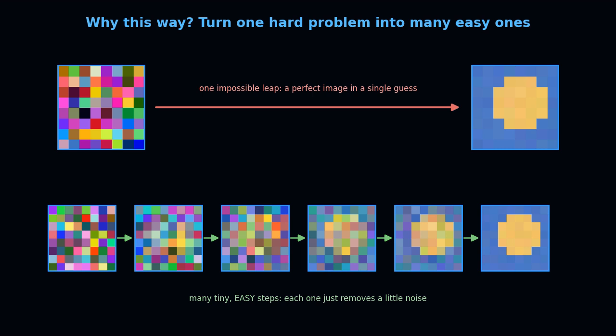But why creep up on it? Why not output the finished image in one shot? Because nailing millions of pixels, all agreeing with each other, in a single guess is brutally hard. So breaking it into small steps just makes each one easy enough to get right? That's the idea. It turns one impossible leap into a gentle climb, and it trains stably and stays endlessly varied.